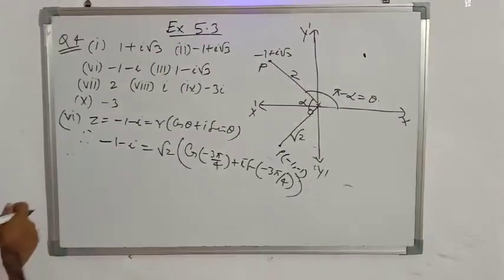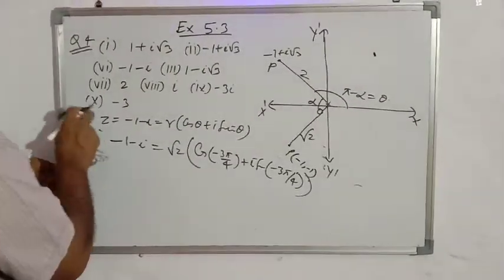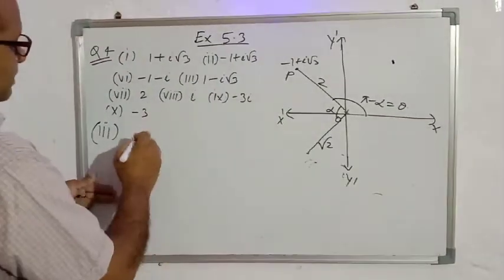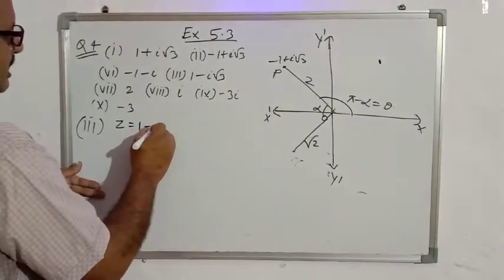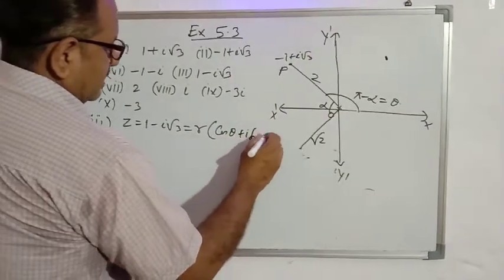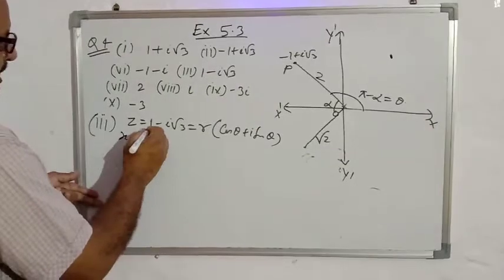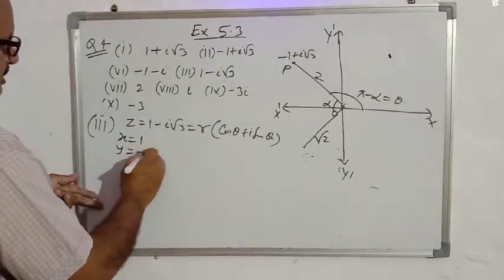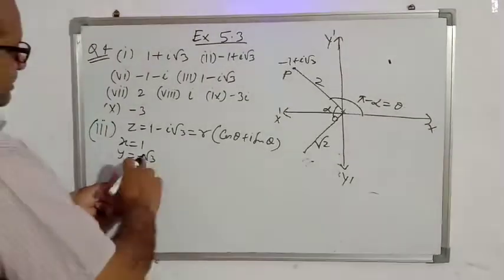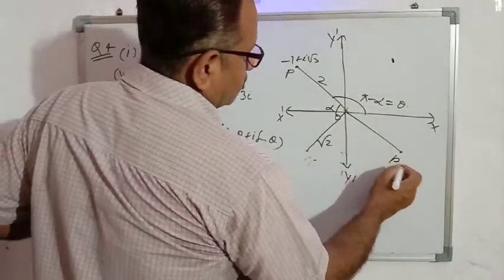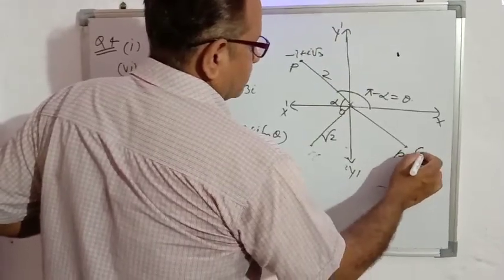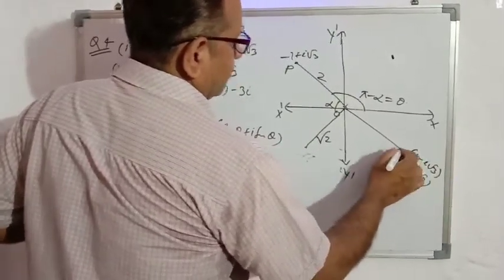Now we will see the third part. Here it is 1 minus i root 3. Again we will write it as r cos theta plus i sin theta. What is x here? X is 1, positive, and y is minus root 3, negative. So it will lie in the fourth quadrant, at 1 comma minus root 3. It is the complex number 1 minus i root 3.